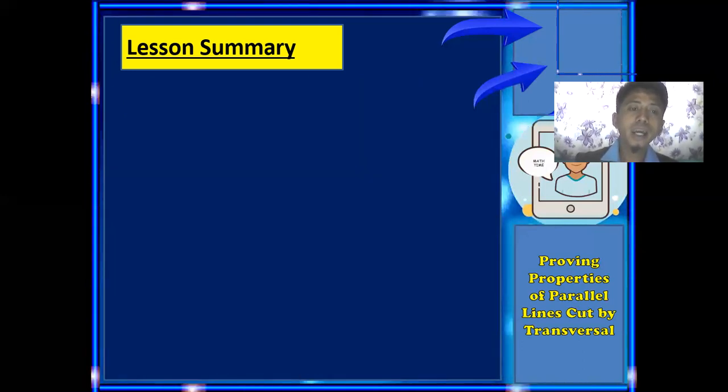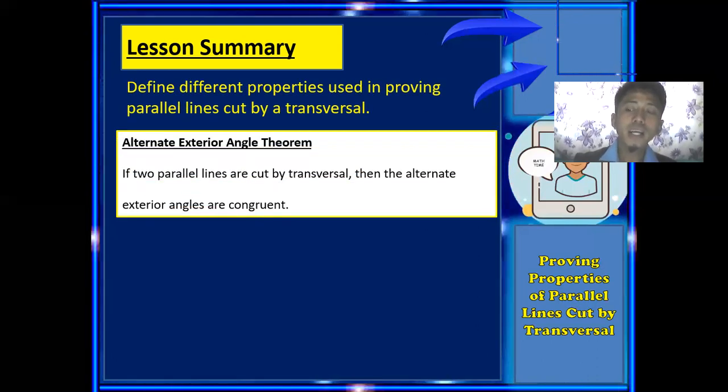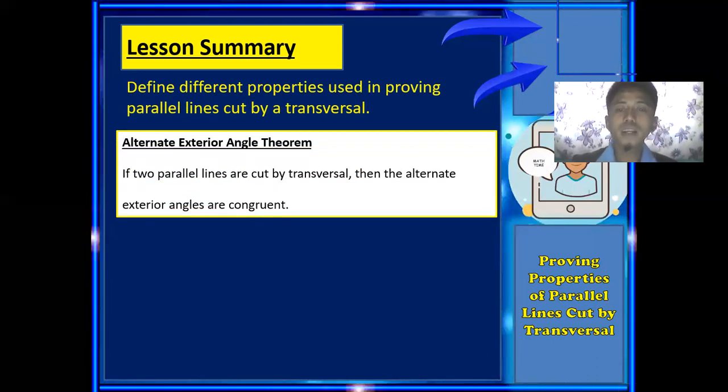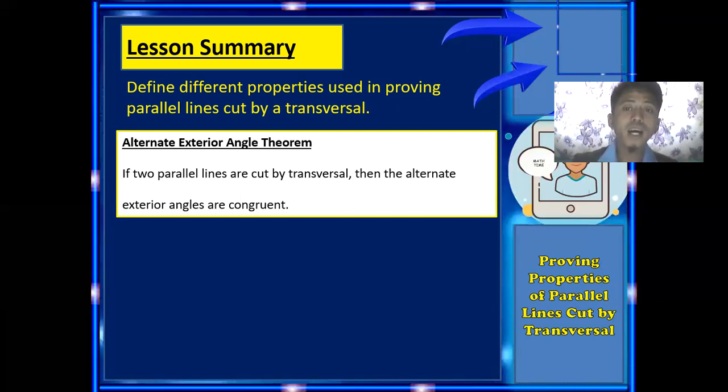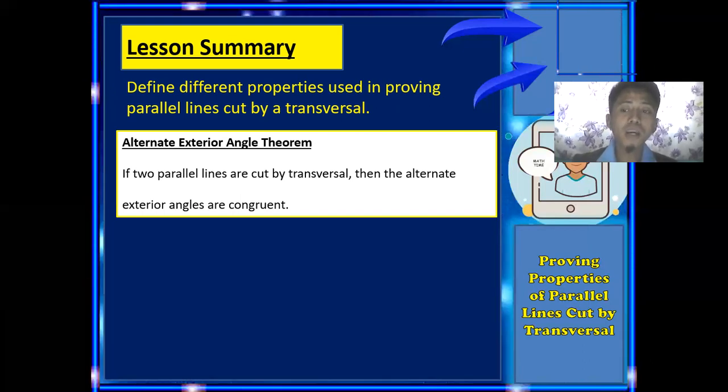Next, we have the alternate exterior angle theorem. What is this theorem about? If you have two angles that are alternate exterior angles, automatically we can conclude that their measures are the same, or equal.